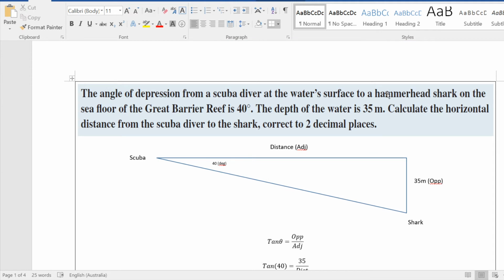A lot of the time, the hardest part with doing an angle of elevation and depression question is, one, drawing the diagram, and two, putting the angle of elevation or depression in the correct place. A lot of students make that mistake, as you'll see with some harder questions.